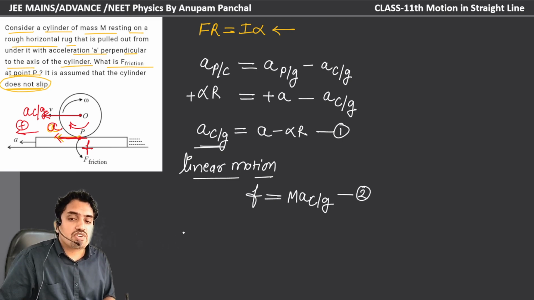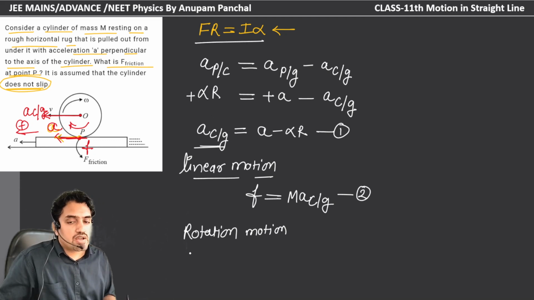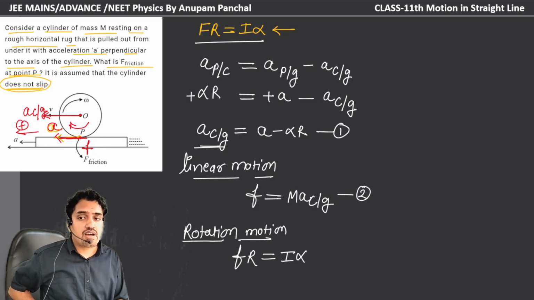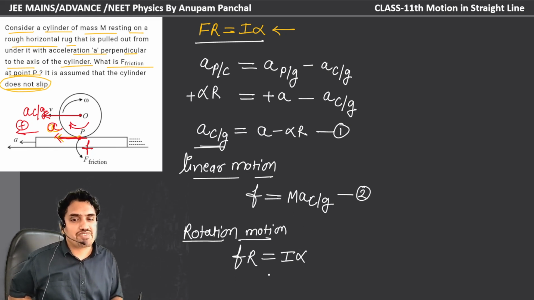Now we take the equation for rotational motion, because it is a case of rolling. The dynamics we already know very well. So F, the friction force, is providing the torque: F into the perpendicular distance is equal to I into alpha. This friction force is responsible for the alpha. From these three equations we will find the friction force.